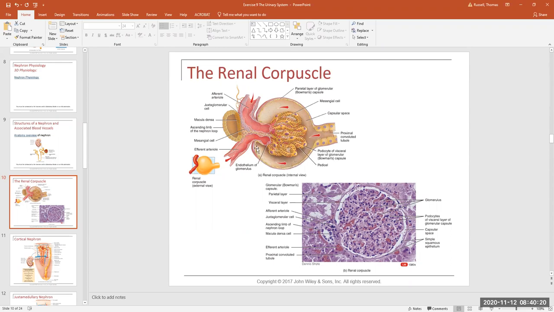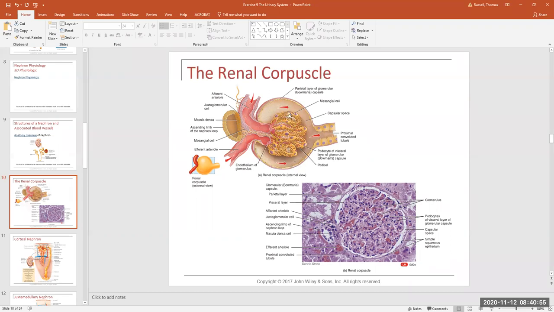Capsule. This little capsule has a couple of names. It's called Bowman's capsule or the glomerular capsule. So these little cells, it's lying inside this capsule and there's a space in there. The space in there is called the capsular space. These strange looking cells right here on top of the capillary loops, these are called podocytes.